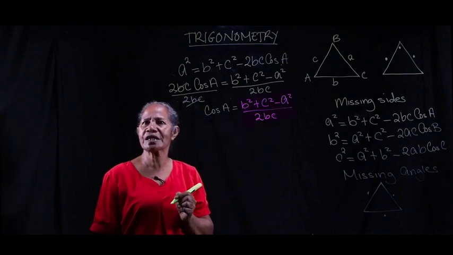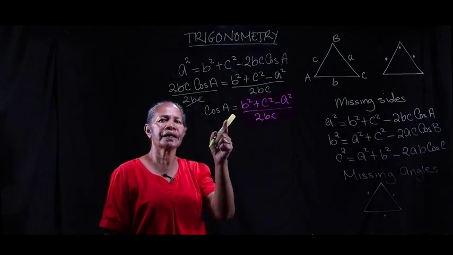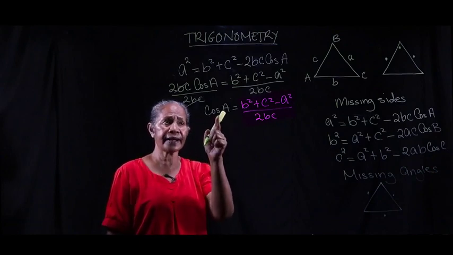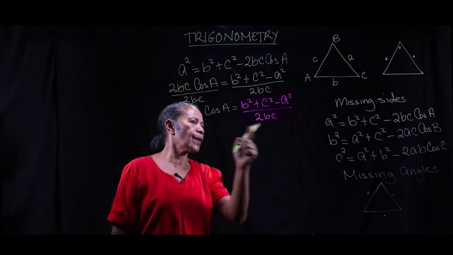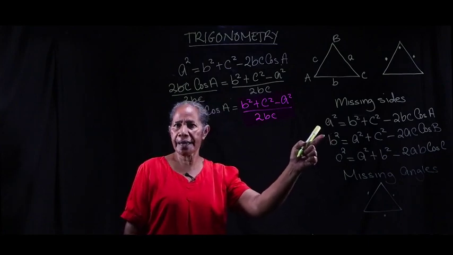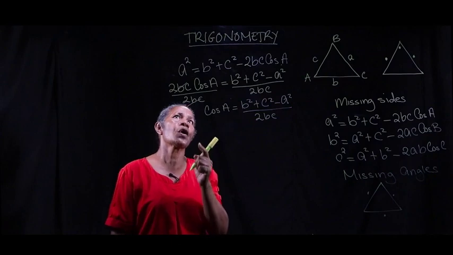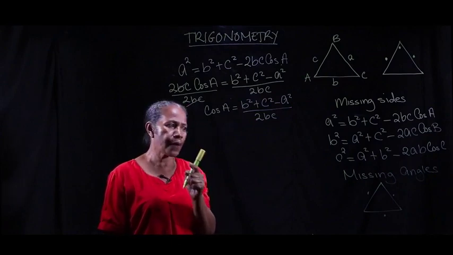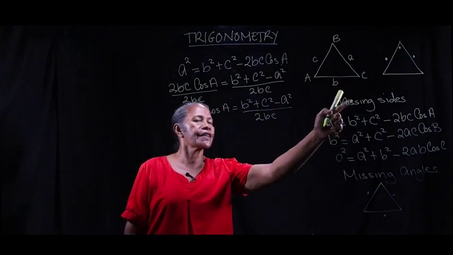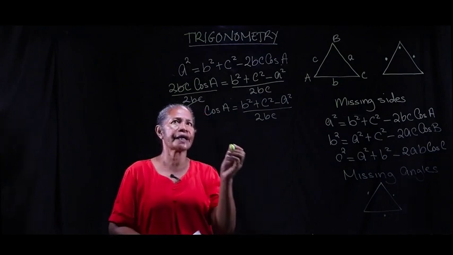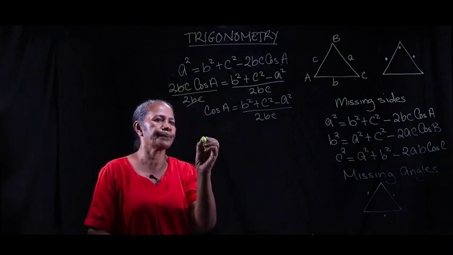Okay, so now we have transformed the formula to find the missing angle. You're going to do exactly what we have done here when you are trying to find angle B or angle C. Okay, so we're now going to look at an example on how to find the missing side.